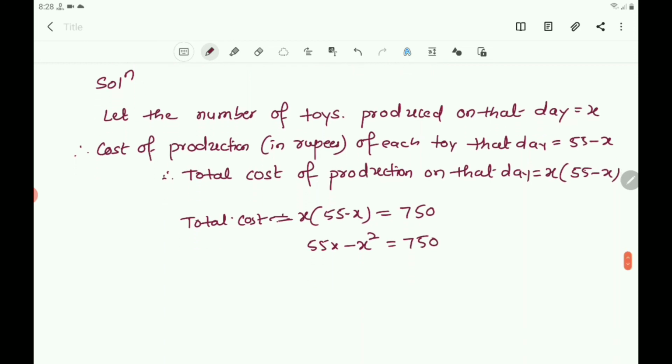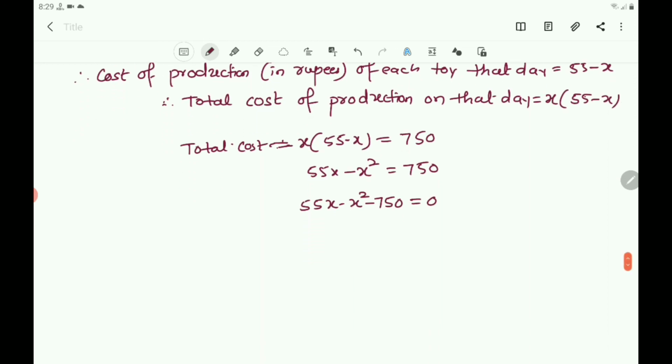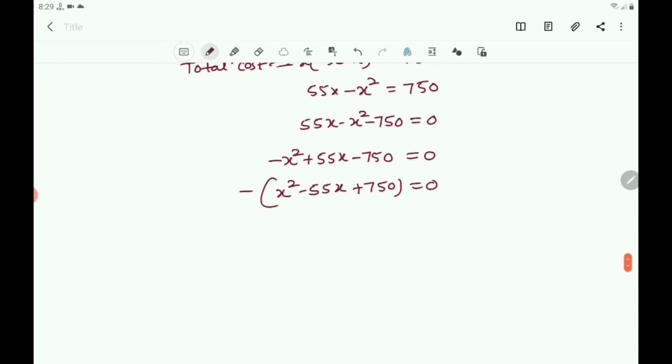Now you transfer that 750 to LHS. That becomes 55x minus x square minus 750 equals 0. Then that is minus x square plus 55x minus 750 equals 0. Then you remove the minus outside, you will get x square minus 55x plus 750 equals 0. So the quadratic equation is x square minus 55x plus 750 equals 0.